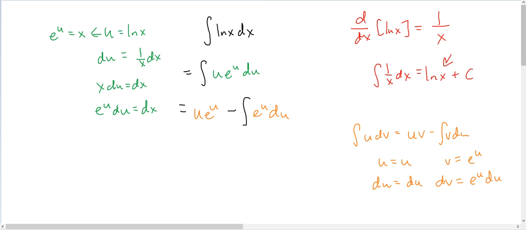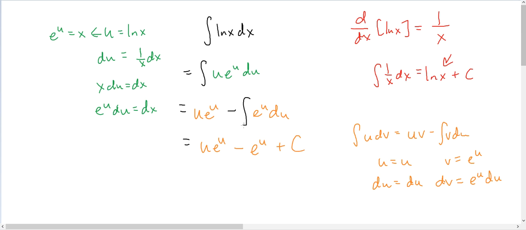Now, this is a pretty simple integral to integrate, because we know that the derivative of e to the u is just itself, and the same thing backwards, the integral of e to the u is just itself. So this is going to be equal to u e to the u minus the integral of e to the u, which is just itself, so e to the u, and we have our plus c.